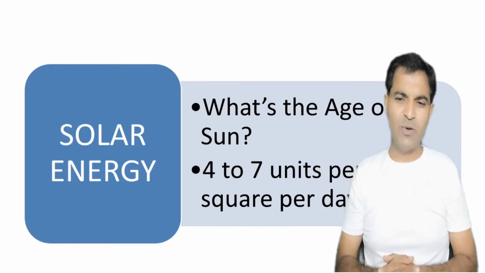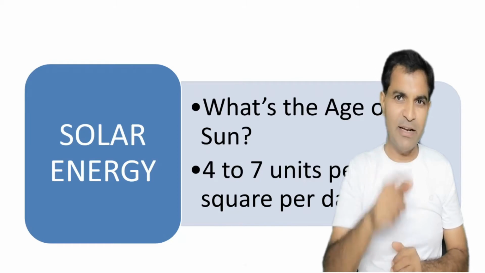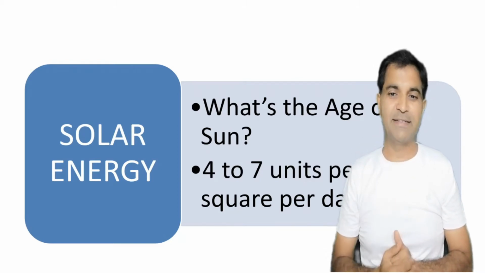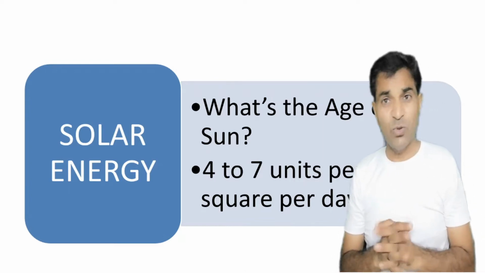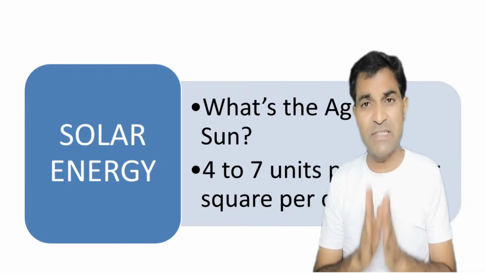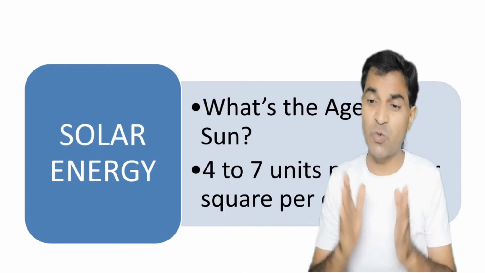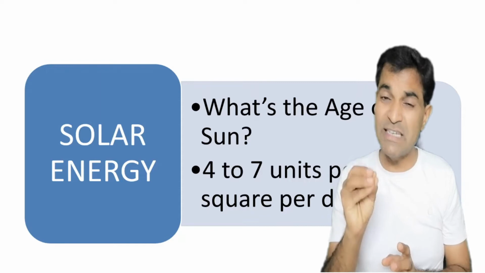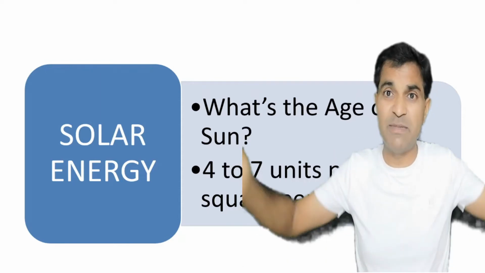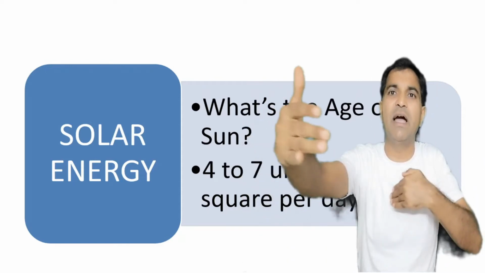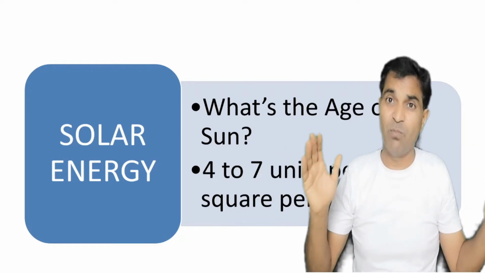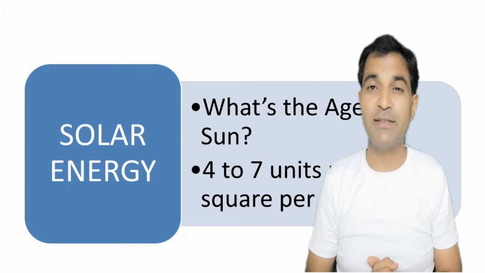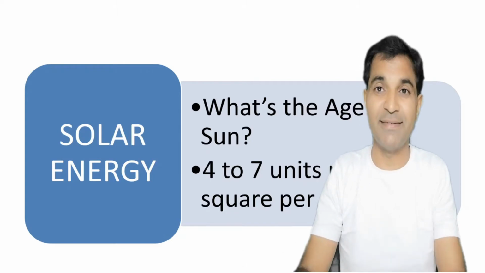So what is the age of sun? Just find it out on Google and put it as an answer in a comment. Now, do you know sun is giving 4 to 7 units per meter square per day? Means approximately 5 to 6 units per square meter. Means only this much area will be giving 4 to 7 units per day. Then think the capacity of solar power, right?